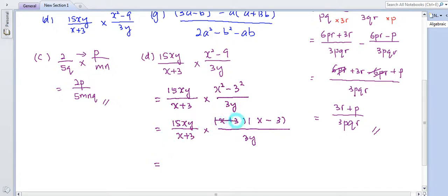X plus 3 cancel, x plus 3 cancel these two, right? So 3 divided by 3, 15, you can divide it by 3 also. And the y, you cancel, y, you cancel. Eventually, you only have 5x here, and here you have x minus 3. Nothing at the bottom here, so the denominator is actually 1. But we don't have to write the 1. So if you want, you can just leave your answer like this, or you expand it, you get 5x squared minus 15x.